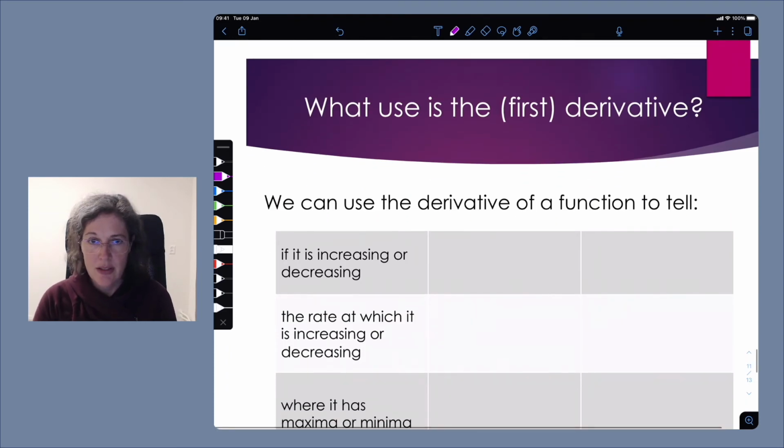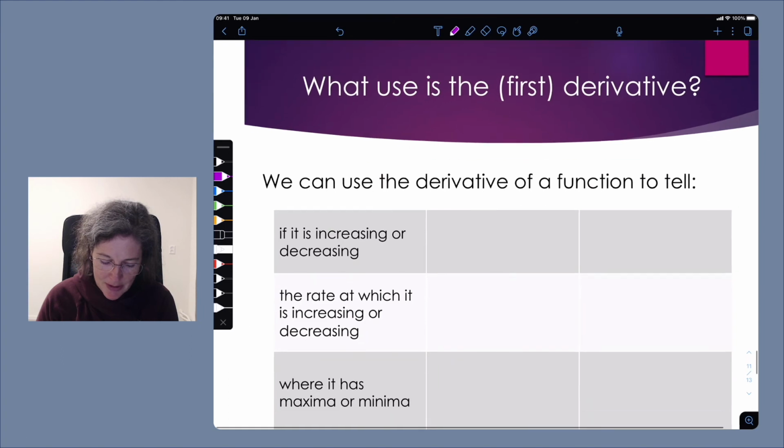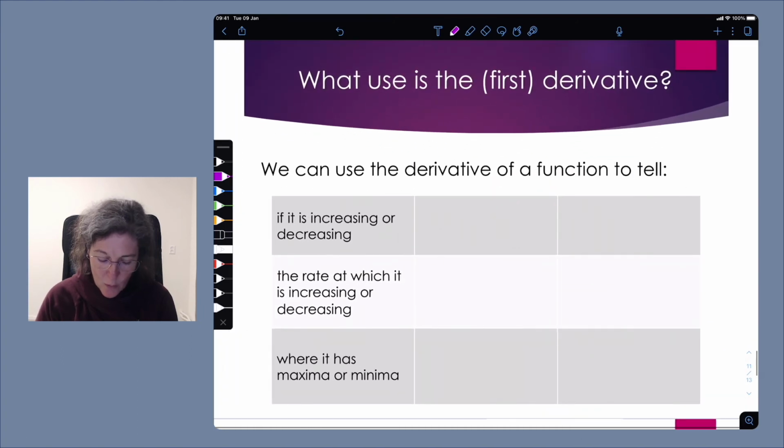So that was all the technical stuff, and it is a bit of a pain, but you just gotta learn it. It's like learning vocab for a new language. Just spend some time getting happy taking derivatives of functions. But why we care about this is we'd like to know what is the use of the first derivative.